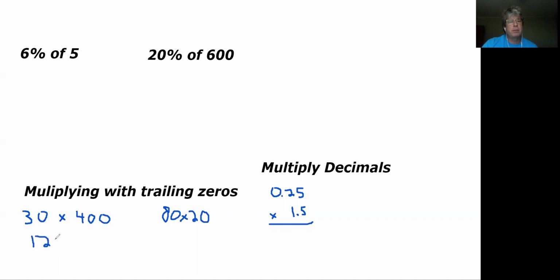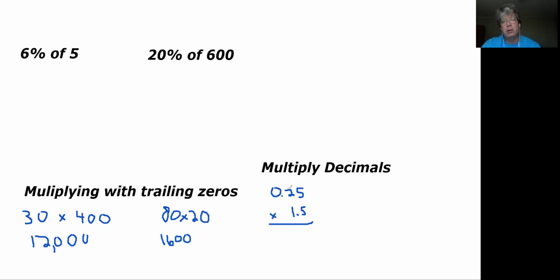And all you got to do is stick on the 3 trailing zeros, and that would be the math for that, and you'd have 12,000. If I have 80 times 20, you can ignore the trailing zeros, so just say 8 times 2 is 16, and then stick on the trailing zeros, and your answer would be 1,600.